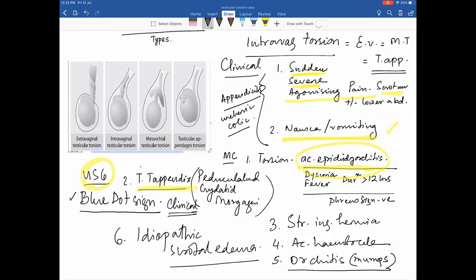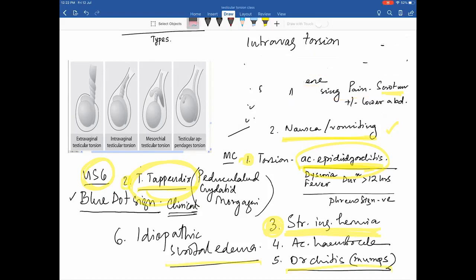So these are the things that we have discussed. What are the differential diagnoses? Acute epididymo-orchitis, torsion of the testicular appendage, and strangulated inguinal hernia are the three important things that you are required to say when writing a short note or during an examination. With this, we complete everything you are required to know in clinical features.